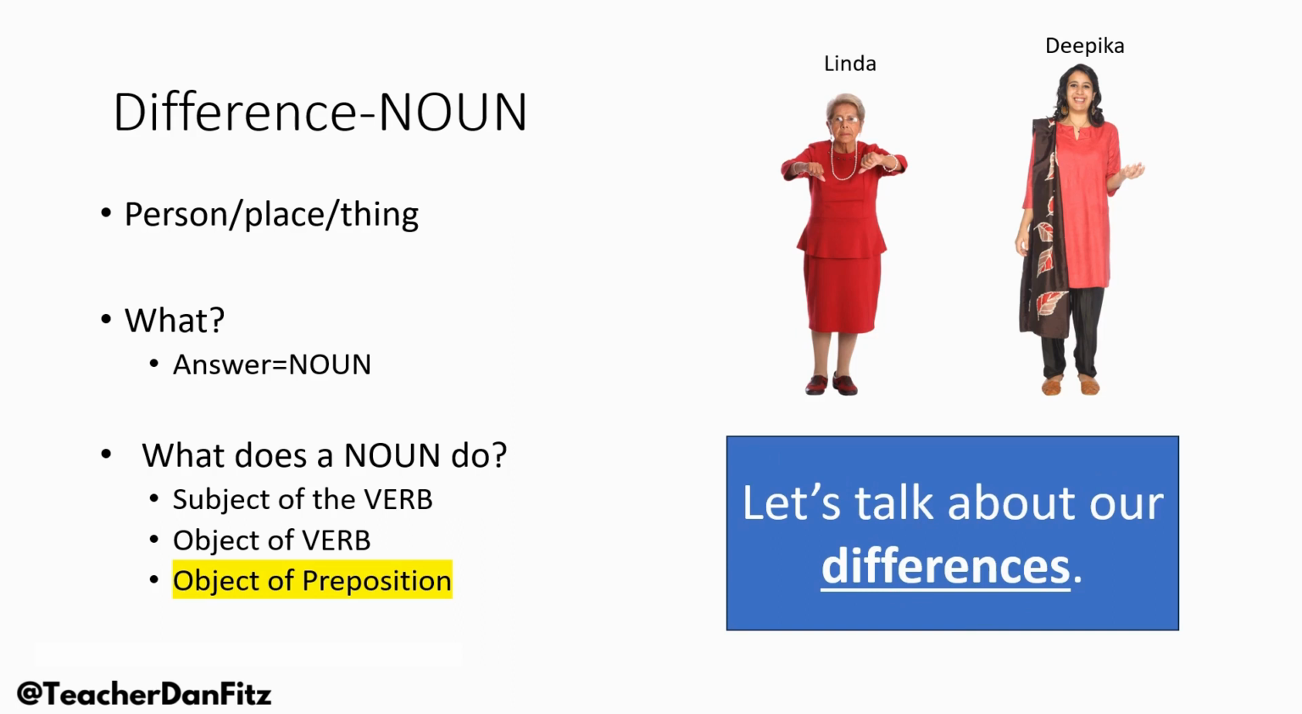Prepositions can also come at the end of a sentence. For example, let's talk about our differences. I have the preposition about, and I say, about what? Our differences. So I need the noun form in that situation.